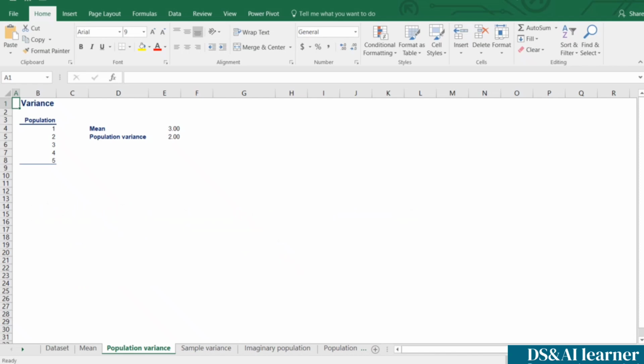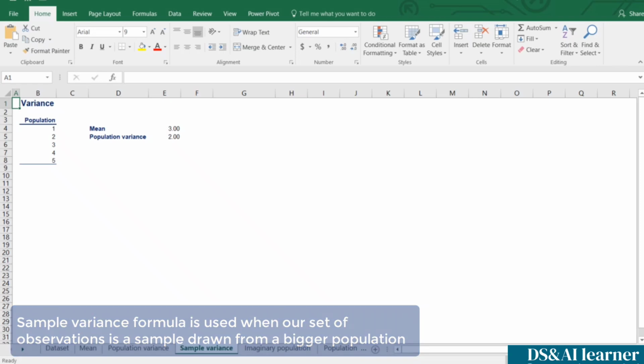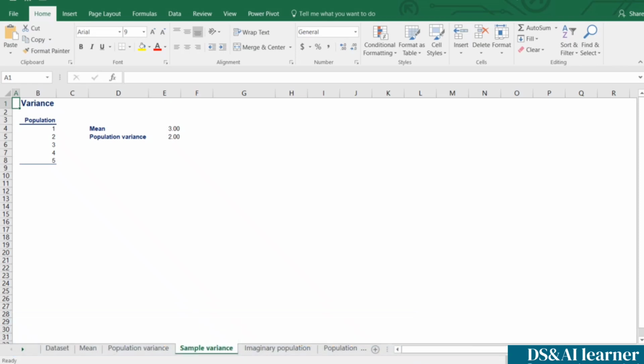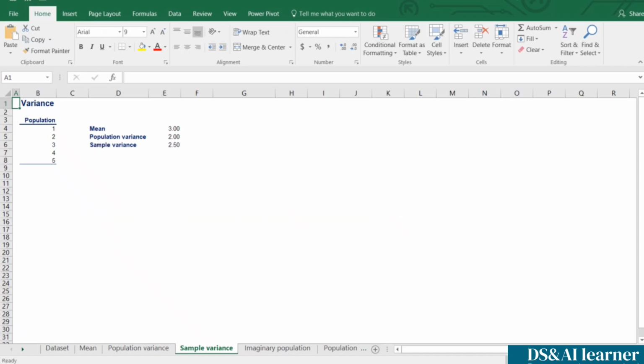But what about the sample variance? This would only be suitable if we were told that these 5 observations were a sample drawn from a population. So, let's imagine that's the case. The sample mean is once again 3. The numerator is the same, but the denominator is going to be 4 instead of 5, giving us a sample variance of 2.5.